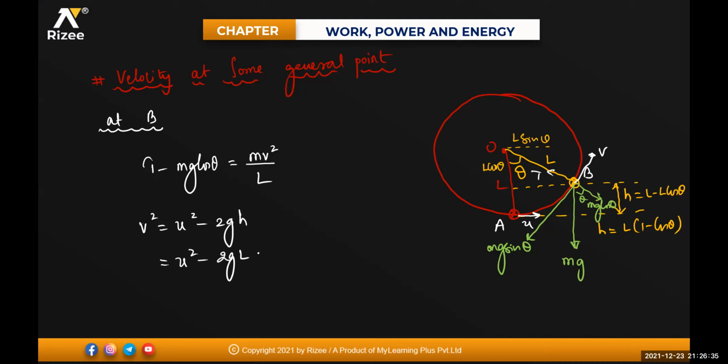H will be equal to how much for me? L into 1 minus cos theta. So this is the relation between the initial velocity and final velocity.